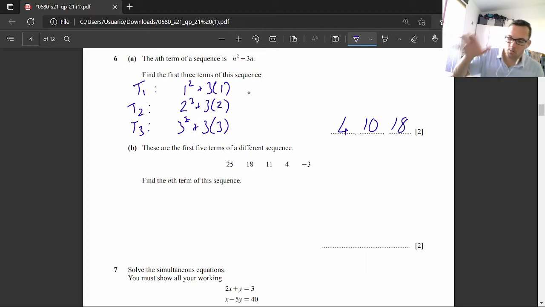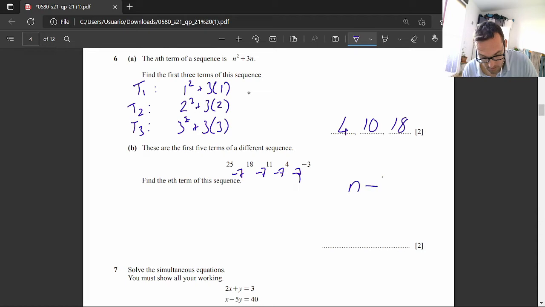Okay, next one, the opposite way. We need to find the nth term rules. The first thing we do is we look at the common difference between the terms, the term to term rule. And here we are subtracting 7 each time. Okay, that does not mean my nth term rule is n minus 7. Never.